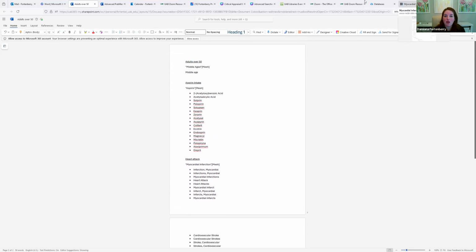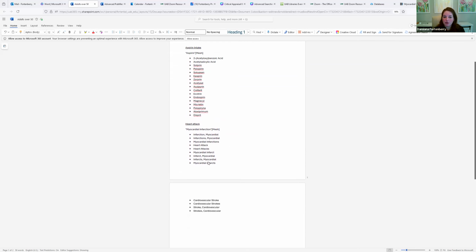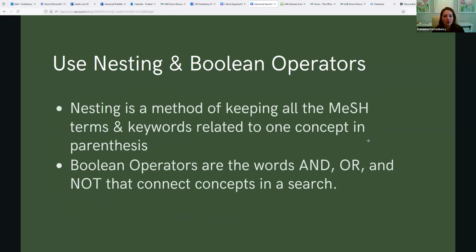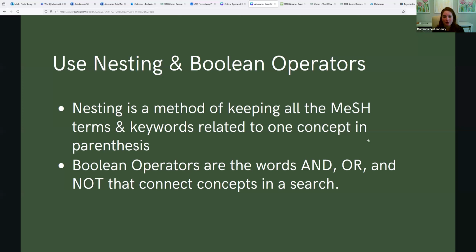So now I think I've got my MeSH terms and my keywords. I look these over, I think they look good, but there's more to be done. We've got our MeSH and our keywords, which is a really big part of the search, making sure that those fit appropriately. And then next, we want to make sure we're using this thing called nesting, and that we're using the correct Boolean operators in the correct places.